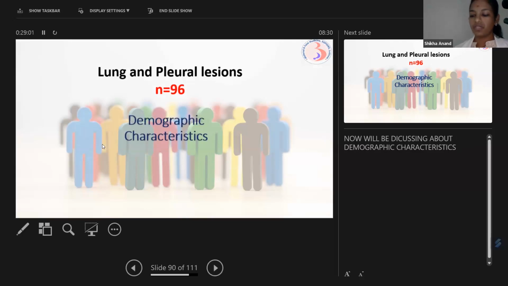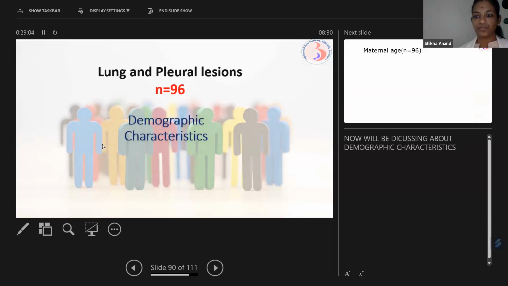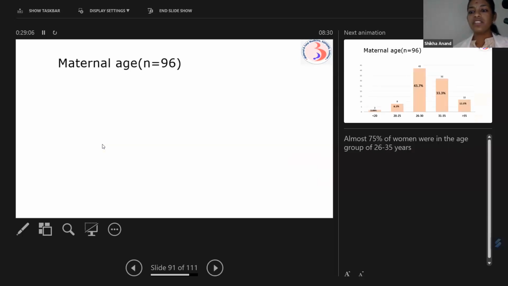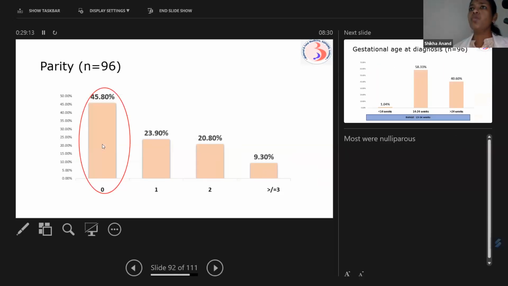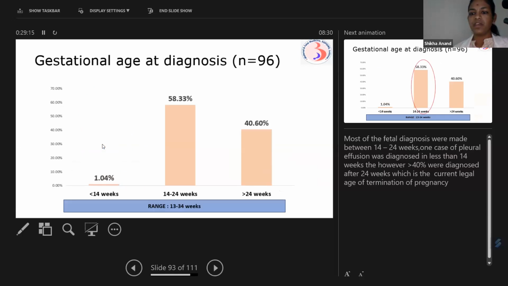Now we'll be discussing the demographic characteristics. Almost 75% of the women were in the age group of 26 to 35 years. Most of them were nulliparous. Most of the fetal diagnoses were made between 14 to 24 weeks. There was one case of pleural effusion diagnosed in less than 14 weeks. However, more than 40% were diagnosed after 24 weeks, which is the legal limit for termination of pregnancy.